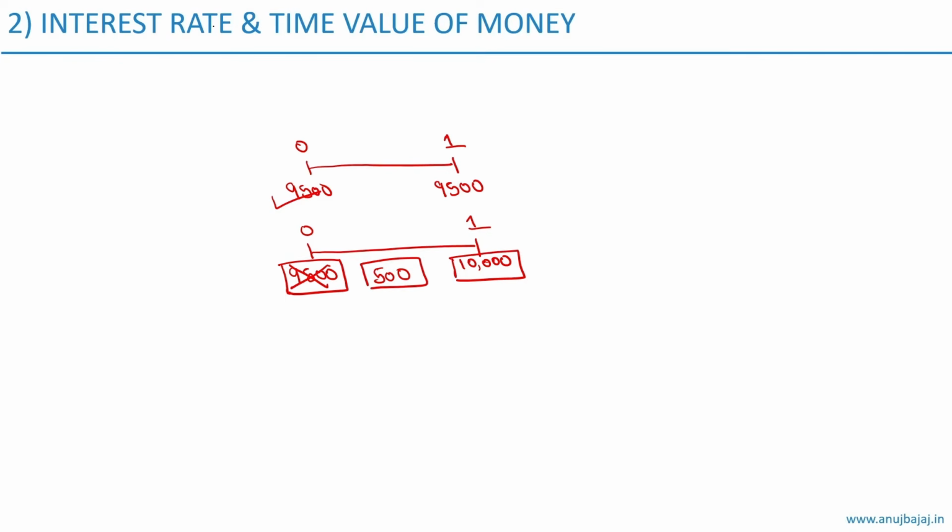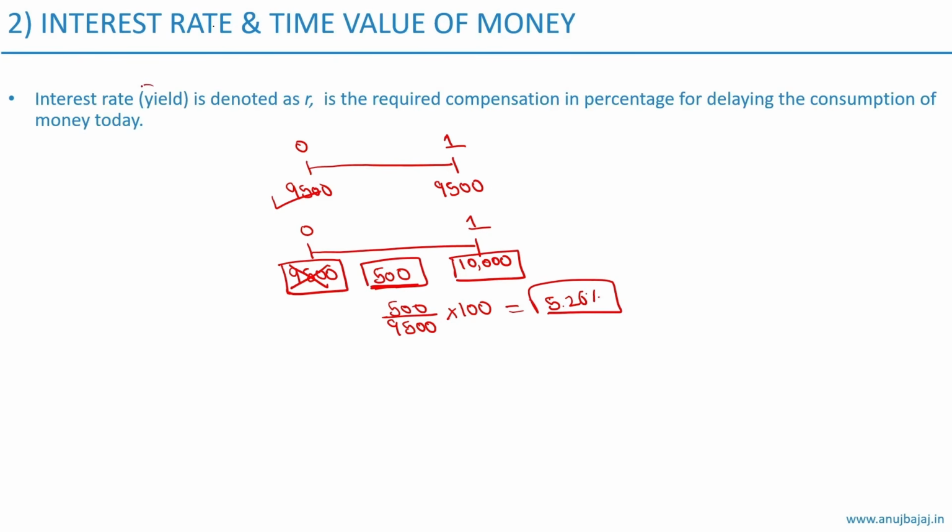Now, when this compensation of $500 is stated in percentage terms, this is the interest rate. So how do we convert this to percentage? We simply take 500 divided by 9,500 and multiply by 100. So you get 5.26% as your interest rate. So 5.26% is the compensation for not receiving the money today. Hence, interest rate, also called as yield, denoted by R, is the required compensation in percentage terms for delaying the consumption of the money today.